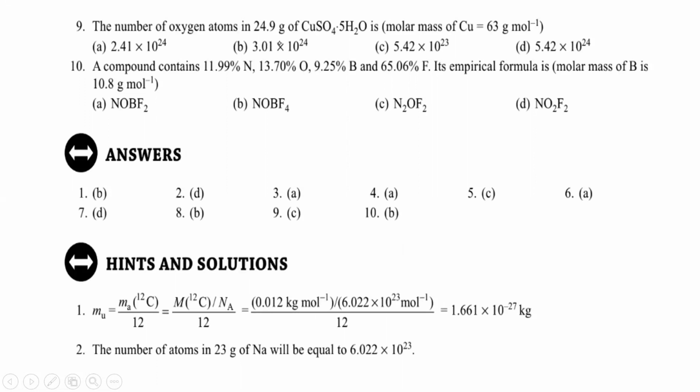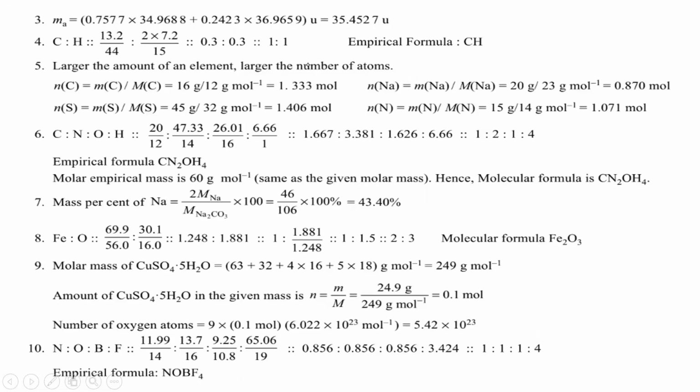Now question number 9. The number of oxygen atoms in 24.9 grams of copper sulfate pentahydrate, CuSO4.5H2O. The molar mass is given, copper is given as 63 grams per mole. So for the number of oxygen atoms, it is also simple. You can see the hint. So the total molar mass of hydrated copper sulfate, CuSO4.5H2O, is 249, and the given mass is 24.9.